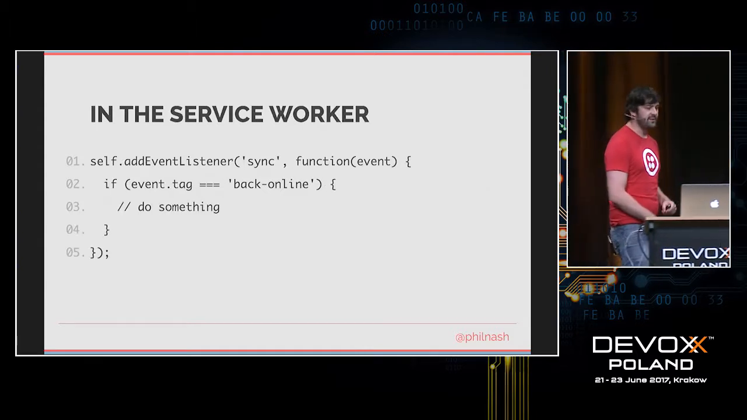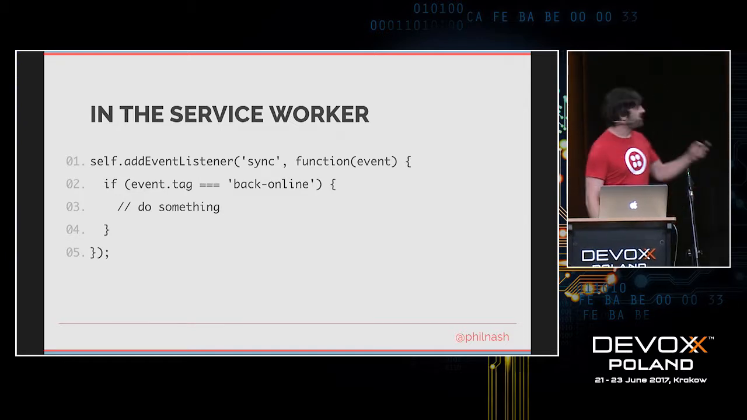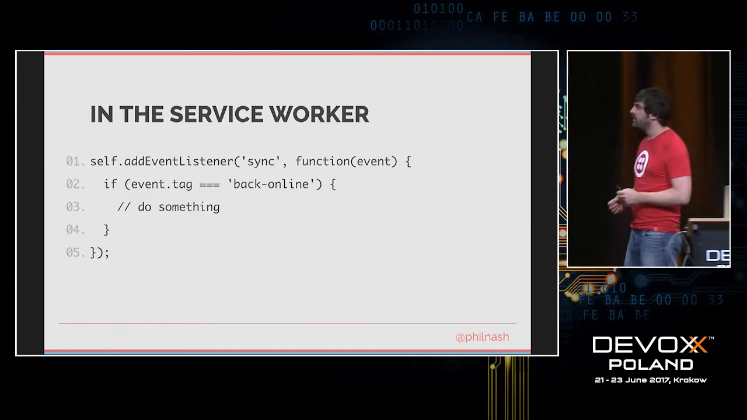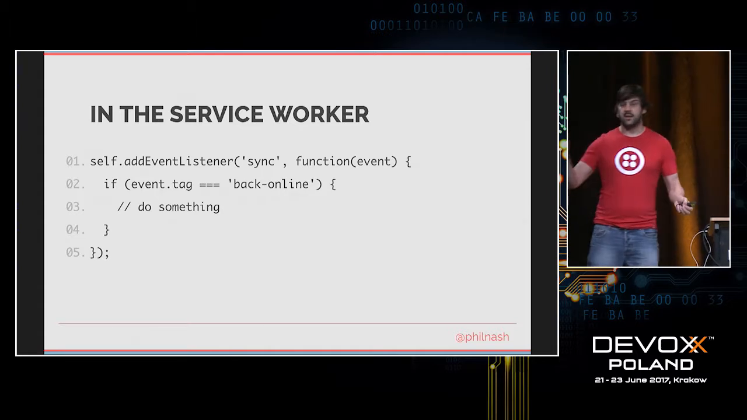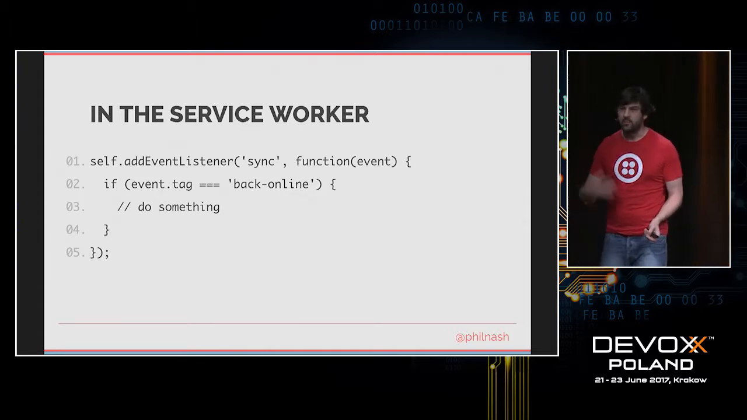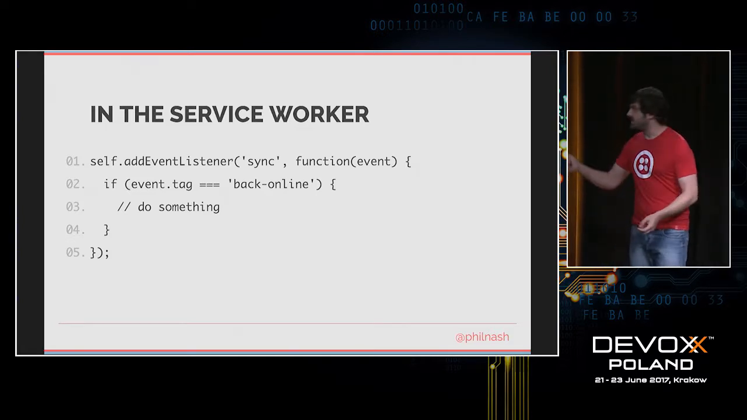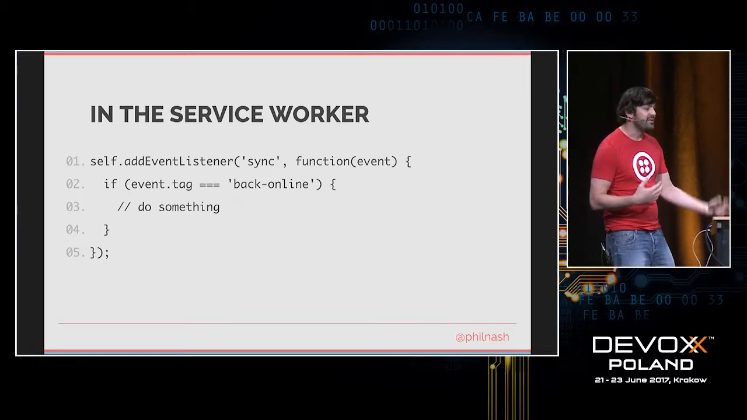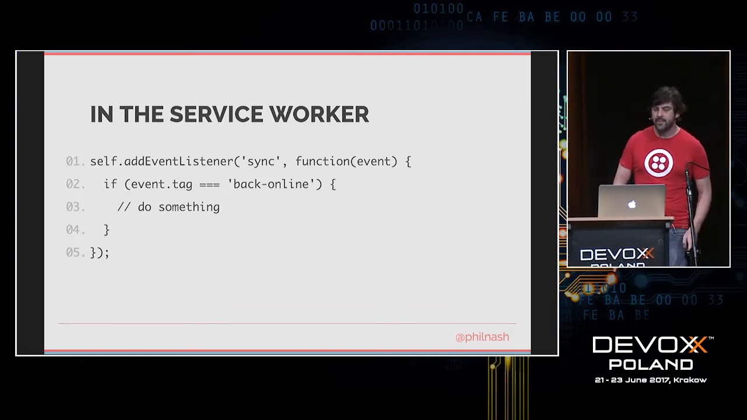So in the service worker itself, this is how you deal with that. You just listen for a sync event. If you've not seen it before, self is just a reference to the worker object itself. And so you add an event listener, which listens for the sync event, which is the event that will be fired when the browser gets back online. Then, as I said, you can check the tag of the event if you want to do different stuff with it, or just do all your syncing right there and then.